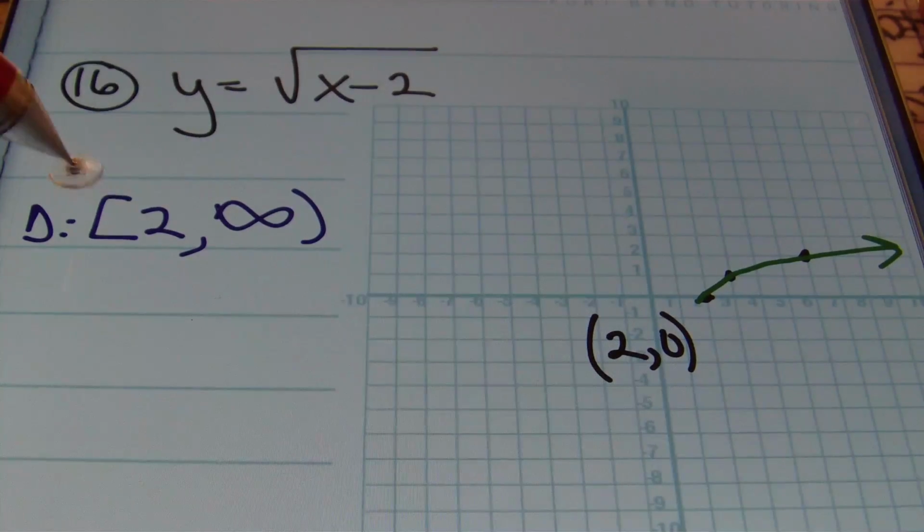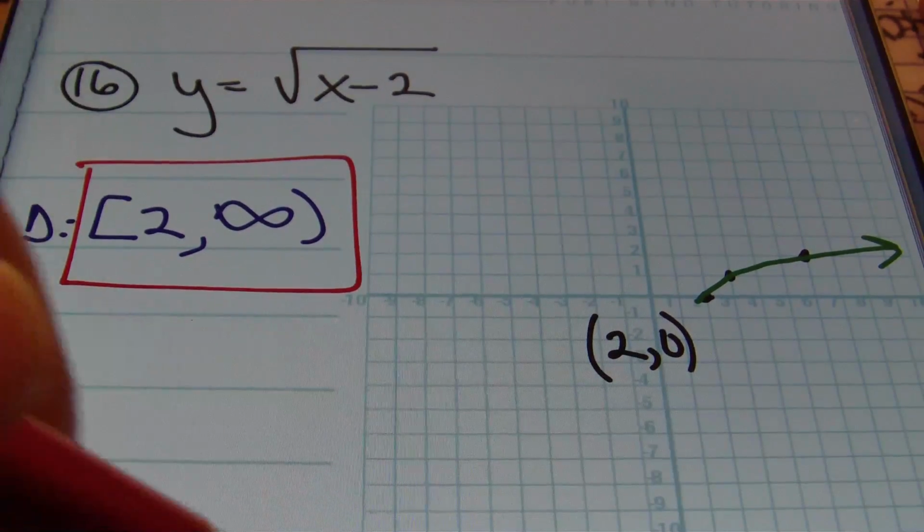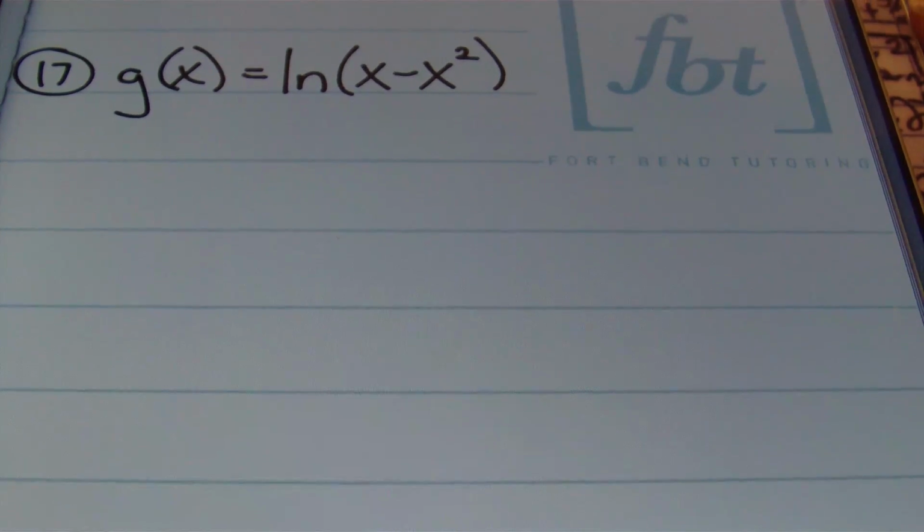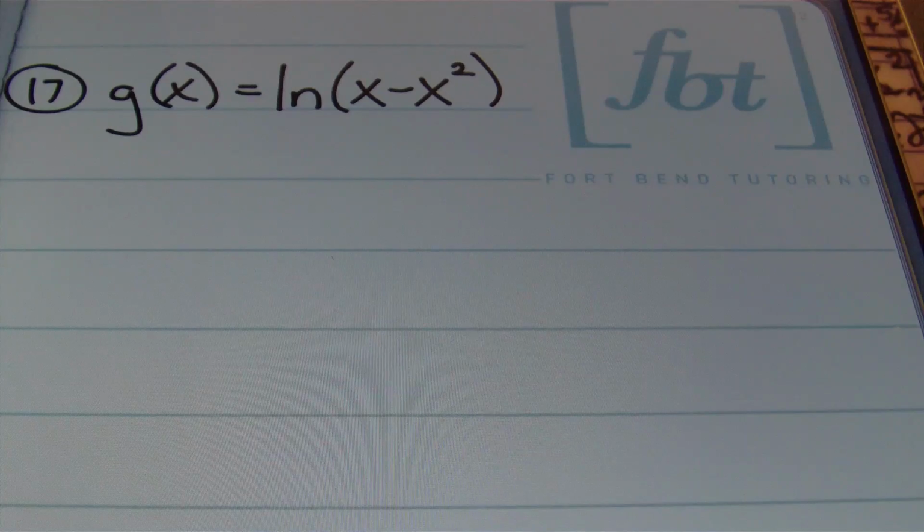All right, let's box up this domain. No escape for you. Continuing on, problem number 17, we have the following. We have the natural log of x minus x squared. Remember that the domain restriction for a natural log, or any logarithm, is that the value has to be greater than 0. So that's exactly what we'll do with this value here.